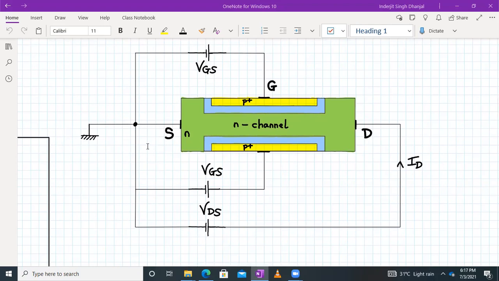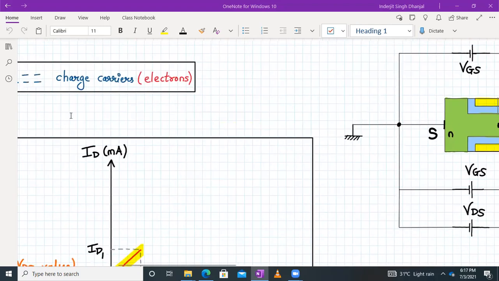Now let us start analyzing the circuit in different cases. So let us see the working.